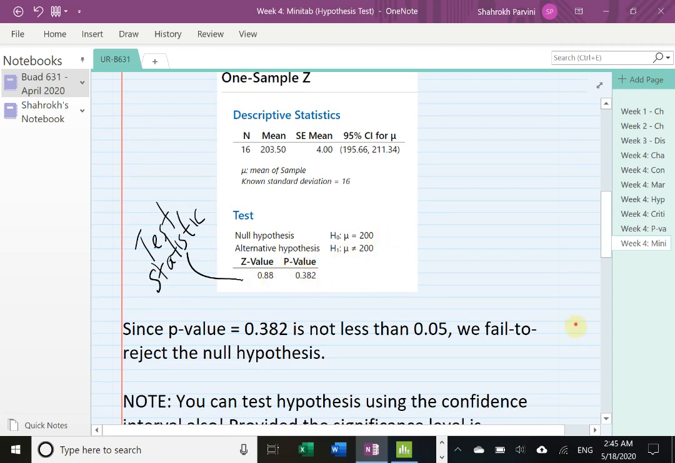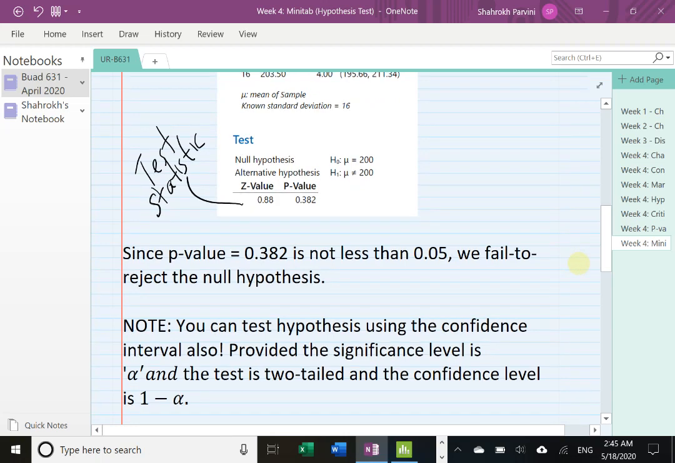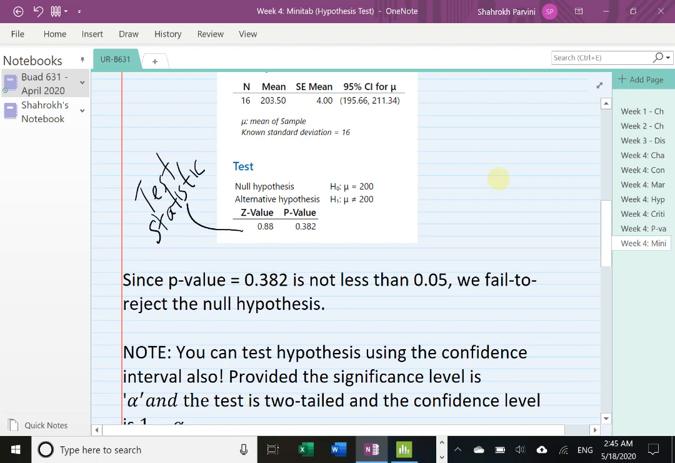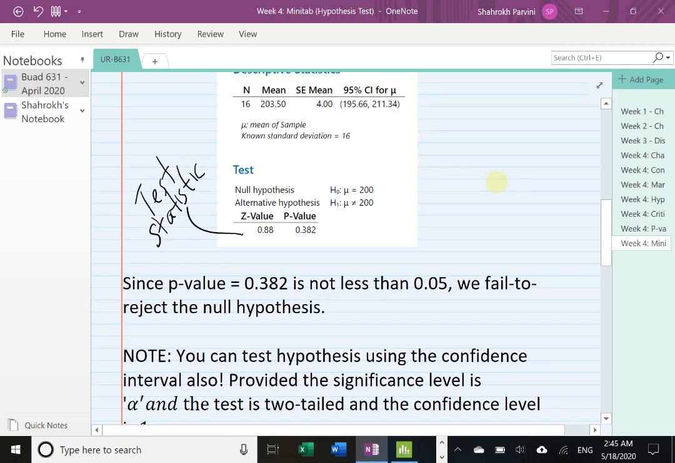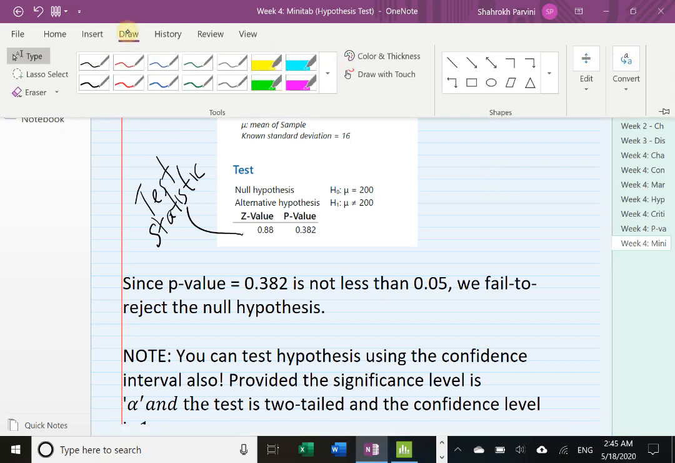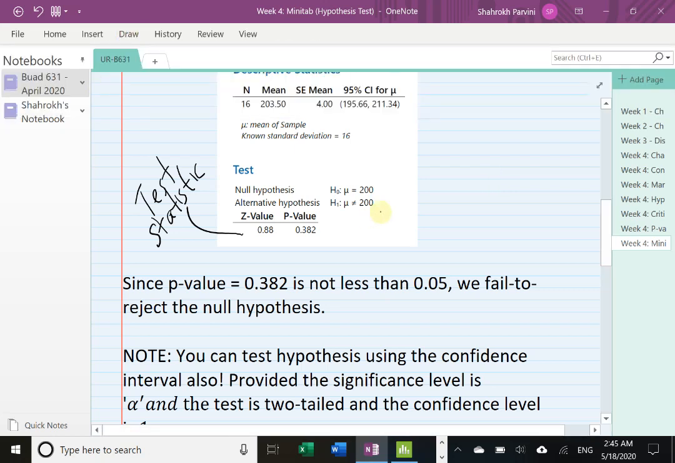Okay. And now here's something cool, folks. We can actually test a hypothesis using a confidence interval. It does require that it has to be a two-tailed test of hypothesis, okay? Which in this case, it is a two-tailed test of hypothesis, right? Right in here, you see that? Not equal to is two-tailed.